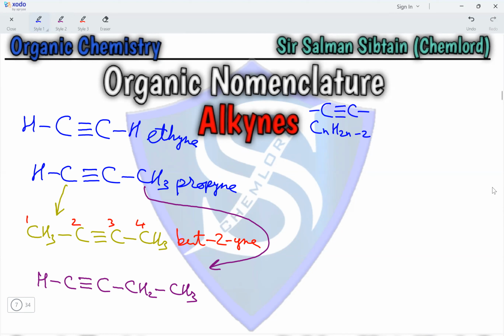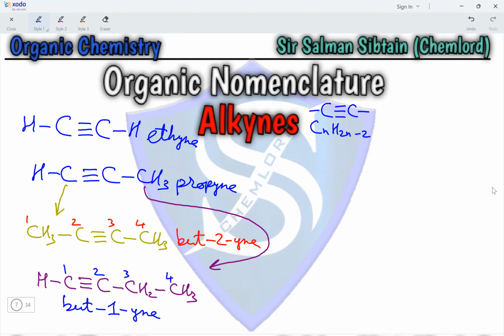The numbering would definitely be from left to right, giving preference to the triple bond, which is the functional group. So 1, 2, 3, and 4. So the name of this compound would be butane. However, the position of the triple bond is on the first carbon atom, so the name of this compound becomes but-1-yne.